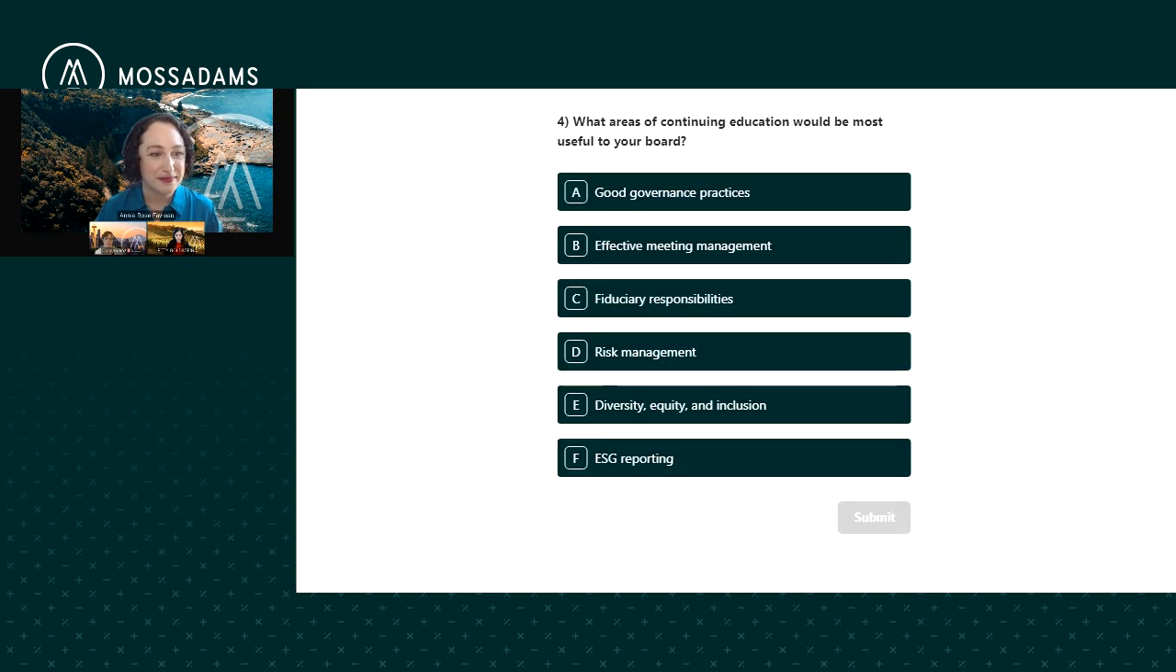All right, great. Yes, polling question number 4. What areas of continuing education would be most useful to your board? A, good governance practices. B, effective meeting management. C, fiduciary responsibilities. D, risk management. E, diversity, equity, and inclusion.